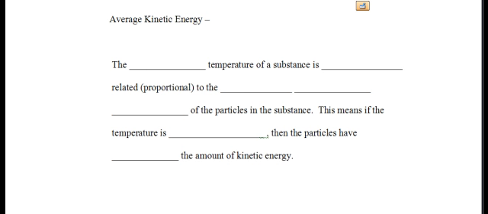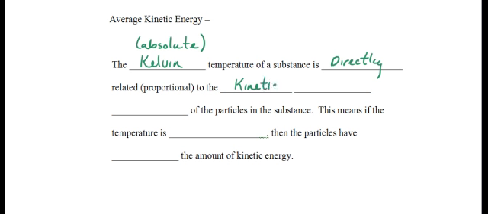The Kelvin temperature, or some people say the absolute temperature, of a substance is directly related, or proportional, to the kinetic energy. Or you can think about it in terms of speed, but we know that it's related actually to the square of the speed, but that's not the point right now.